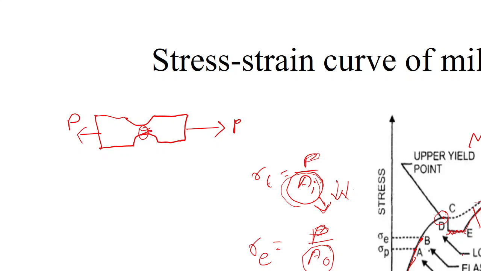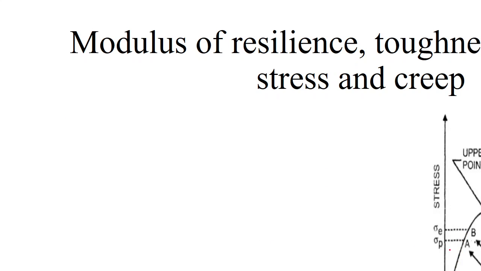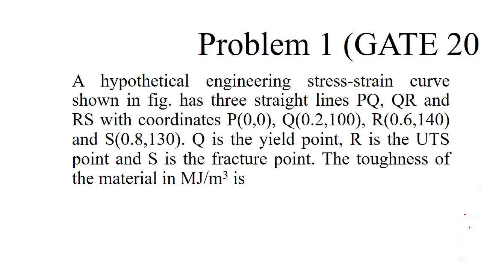So let's proceed to the next slide. In this slide, we will see additional terms called modulus of resilience, modulus of toughness, allowable stress, and creep. Sir, from B to C, what occurs? After the elastic limit up to the upper yield point. See, B to C is actually shown exaggerated.